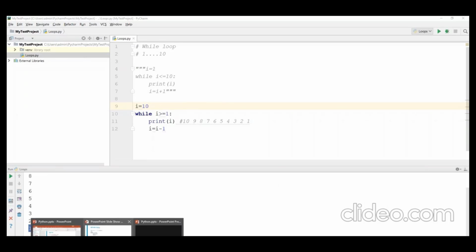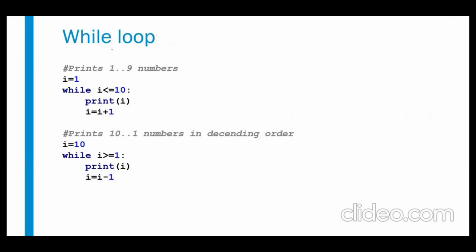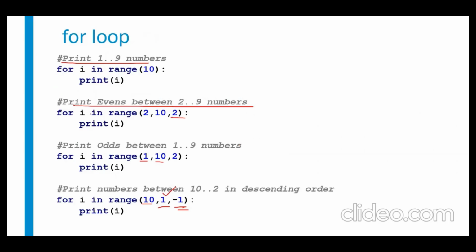The same example I have explained here. In the while loop, we have printed 1 to 9 numbers, and here is the initialization, this is the condition, and this is the incrementation. So we have to write three statements. But in the for loop, we just initialize the value here itself. We don't need a condition. We have specified the range, and only the statement will be part of the for loop.